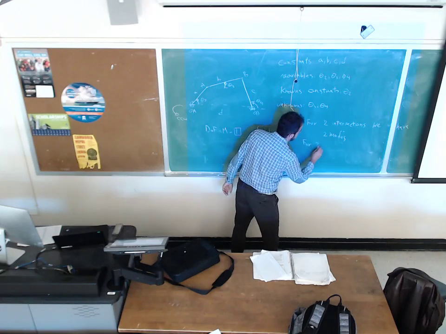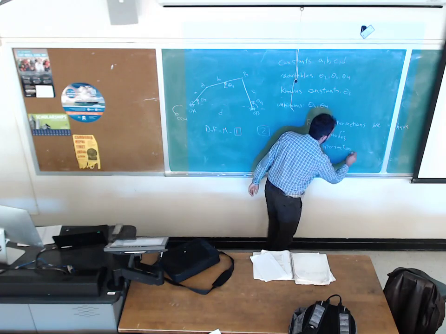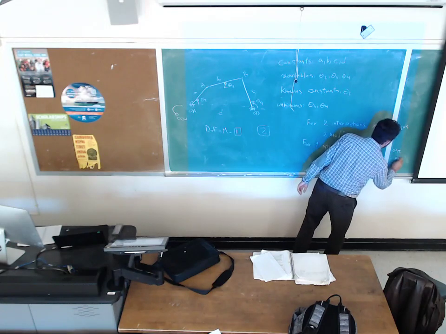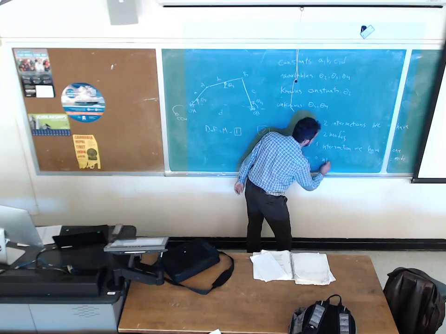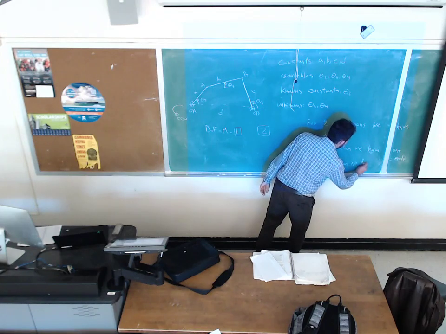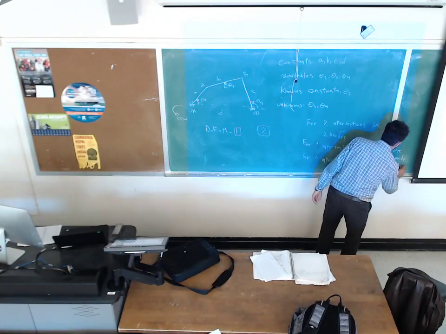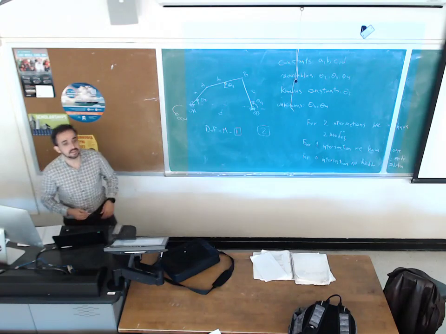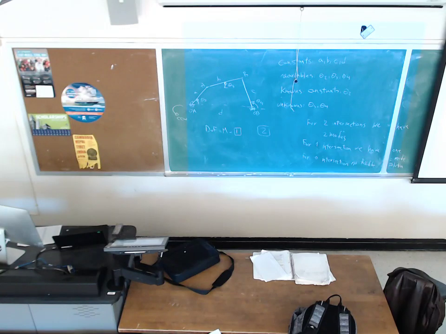For one intersection, we have one mode, and for zero intersection there is no possible solution. These are the objects. Just two circles? For two, yeah. I draw this circle and this one.